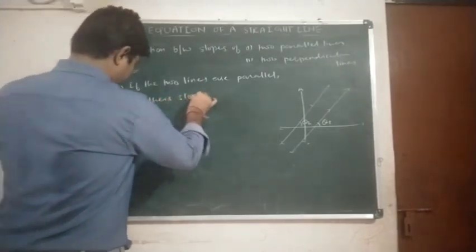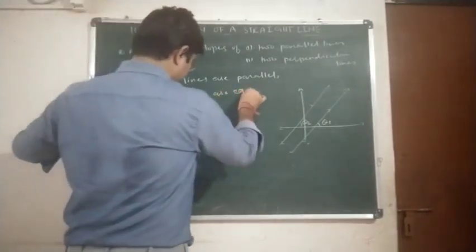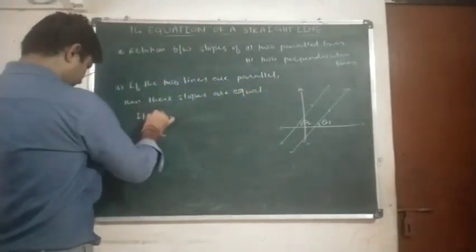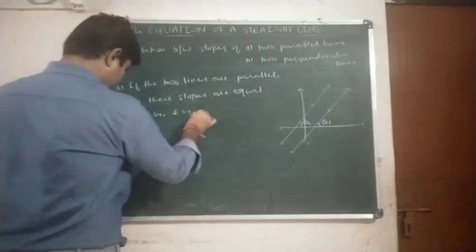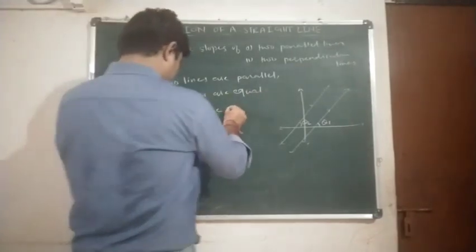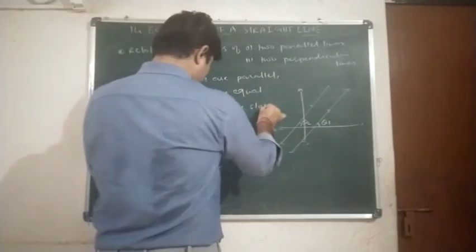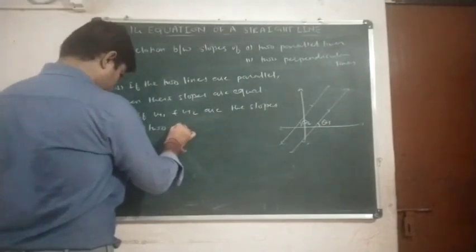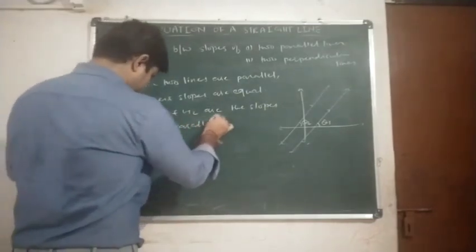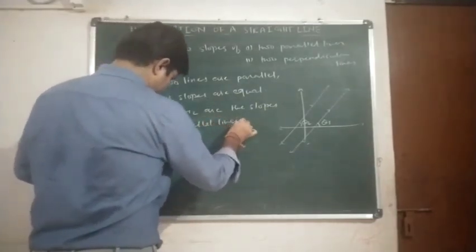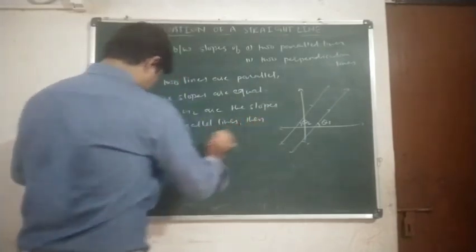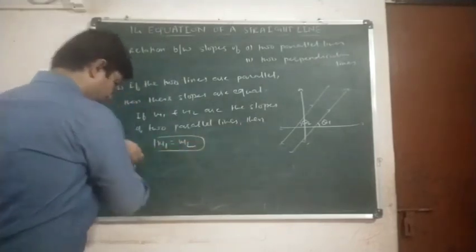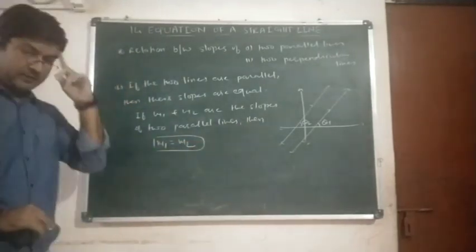Clear? If the two lines are parallel, then their slopes are equal. Yes or no? If m1 and m2 are the slopes of two parallel lines, then we can write that m1 is equal to m2. So this is the relation for two parallel lines.